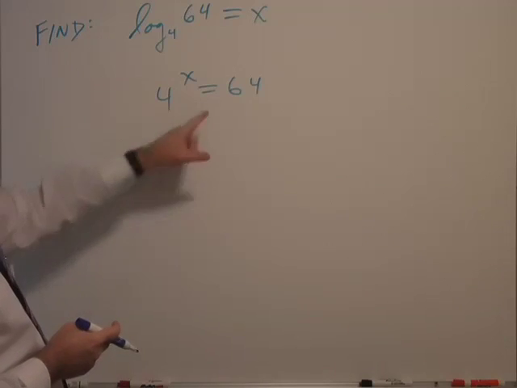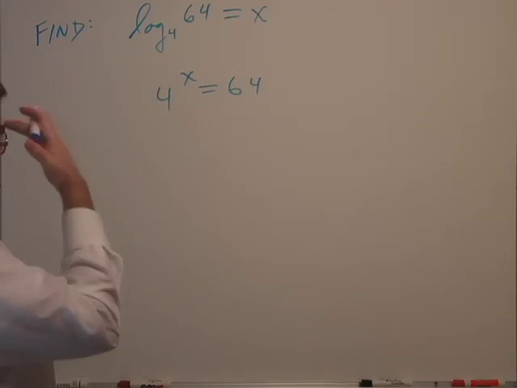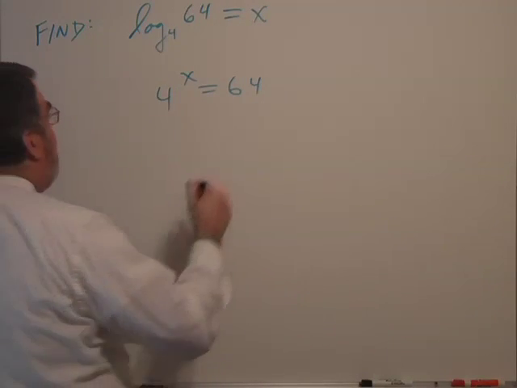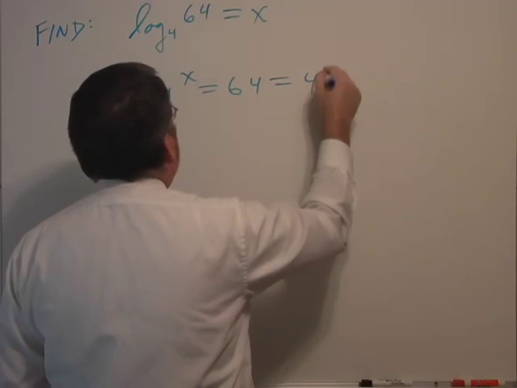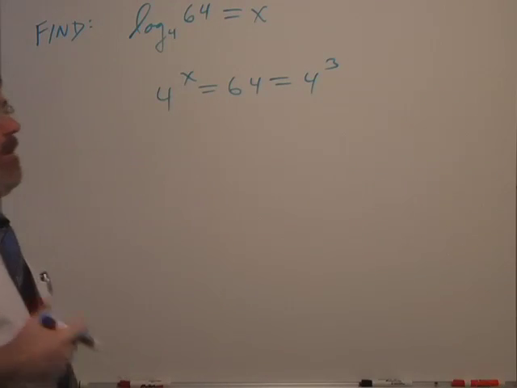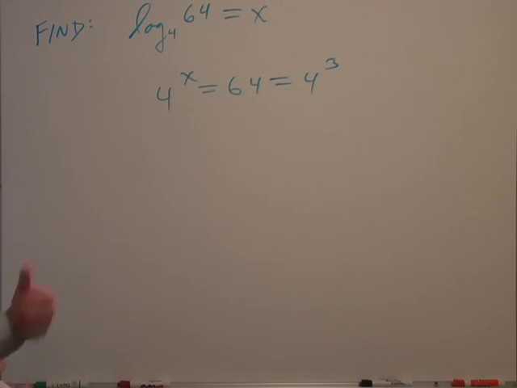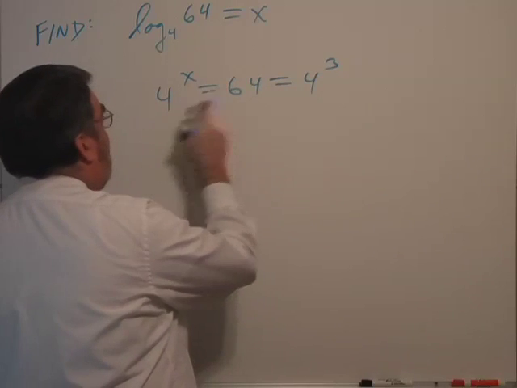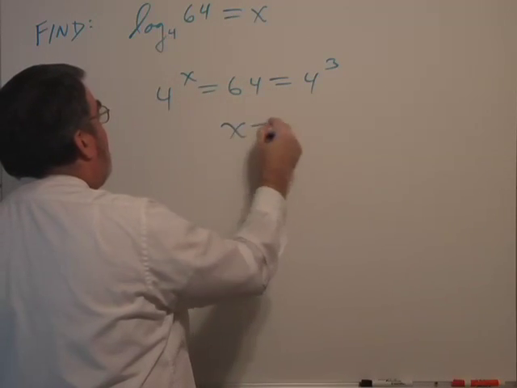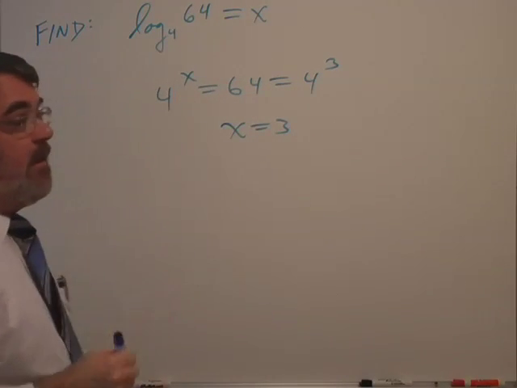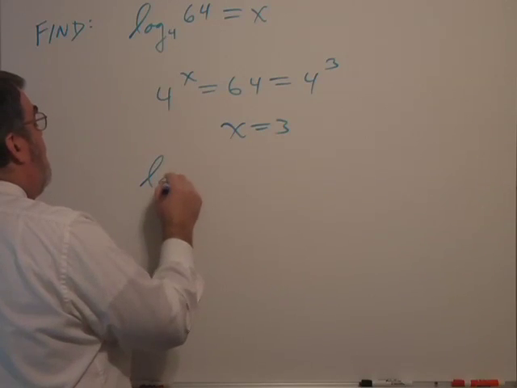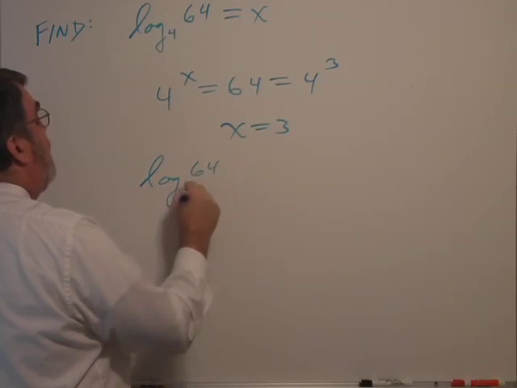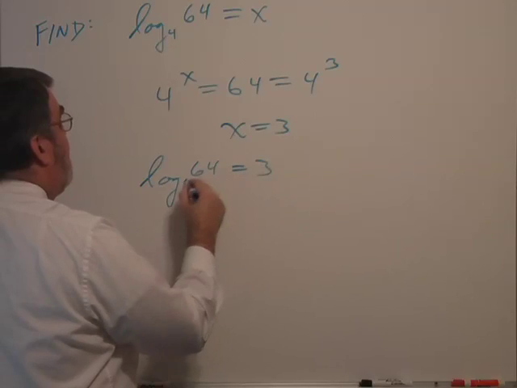All right, well, 4 to the x equals 64, and you think, well, is 64 a power of 4? And indeed it is. Now you can fiddle around with it, and you'll find out it is 4 to the third power. 4 times 4 times 4 is 64. So we see that x equals 3, because the bases are equal, the exponents are equal. So then I can conclude that the log of 64 base 4 is equal to 3.